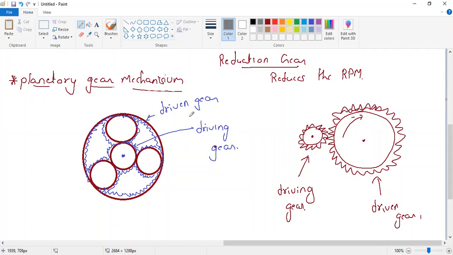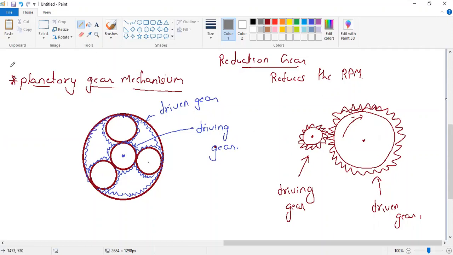You must also know why we use planetary gear and why we don't use reduction gear. Anyone who sees this will think logically: why are we keeping 3 idle gears? That will increase the weight of the aeroplane. We should go with the reduction gear. That should be the doubt in your mind.